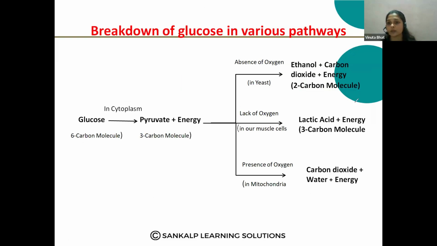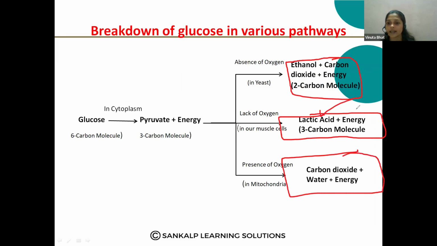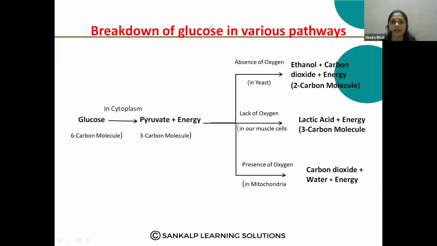And one more important point is, what are the products produced in these respiratory pathways? In the absence of oxygen and in the presence of oxygen, what products are produced? In the muscle cell, lactic acid is produced. In the presence of oxygen, carbon dioxide, water and energy are produced. And in the yeast cell, ethanol is produced, that is alcohol. This process is called fermentation. So these all are important points.